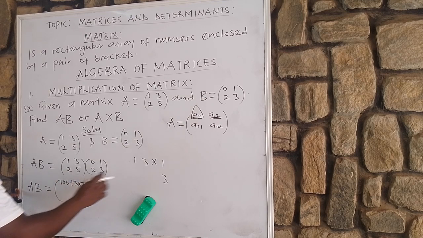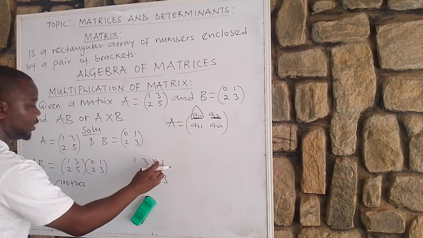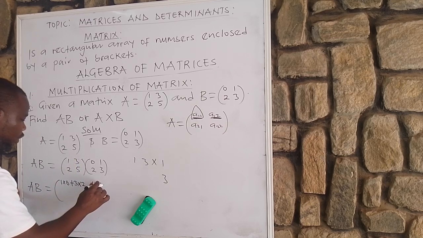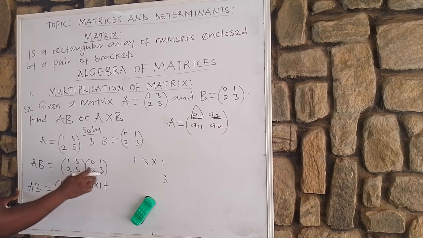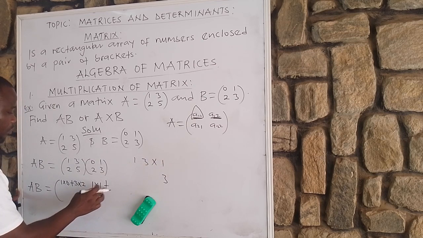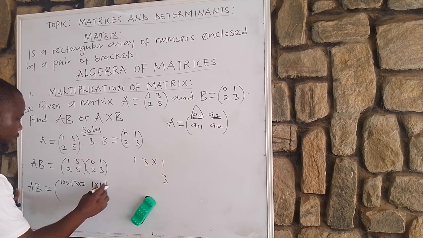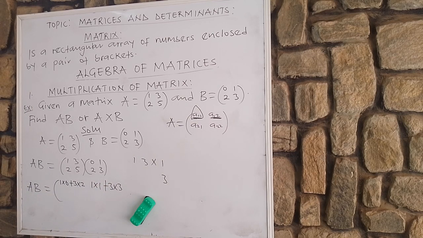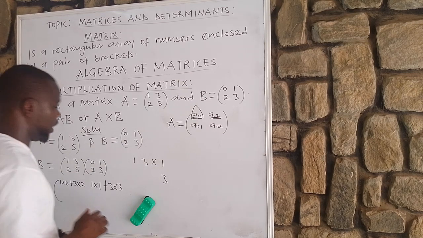So now, to obtain here, it means 1 times 1, then plus 3 times 3. Look at it. 1 times 1 plus 3 times 3. I told you I'm not going to rush this. I'm going to take it step by step.